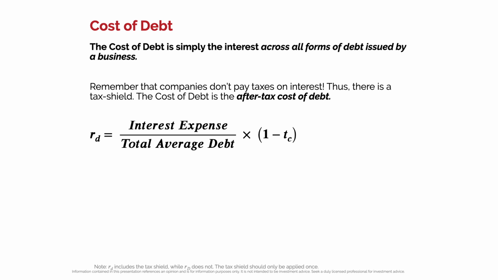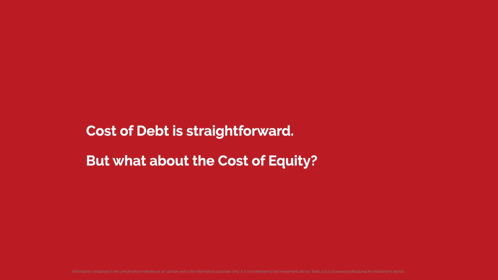All you'll do is take the overall interest expense of a company in a given year, and then divide it by the total average debt that the company has, and multiply that by 1 minus the tax rate. So cost of debt is pretty straightforward, but cost of equity is a little more complicated. And we need to understand a few things here.